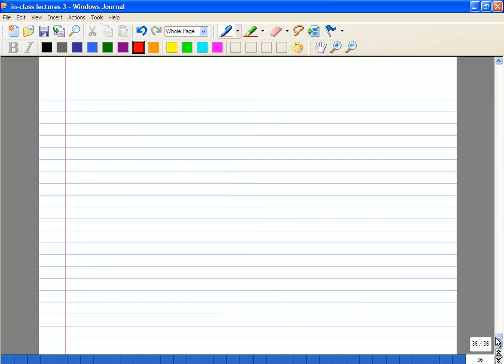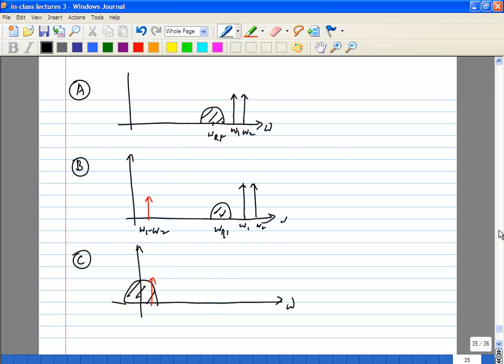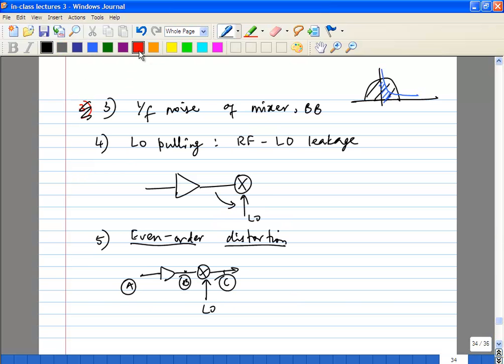I didn't follow that. How can omega 1 minus omega 2 stay there? It has to get modulated. Yes, but I'm assuming that you have RF to IF feed through.